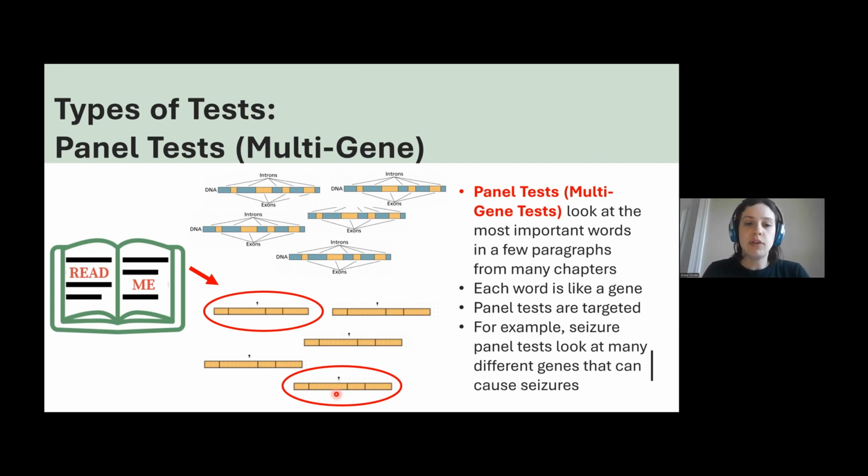So for example, a seizure panel test might be used, and for the case of Oker-Chung neurodevelopmental syndrome, a panel test might be an autism or intellectual disability panel test that's looking very specifically at genes that we know are related to those conditions.